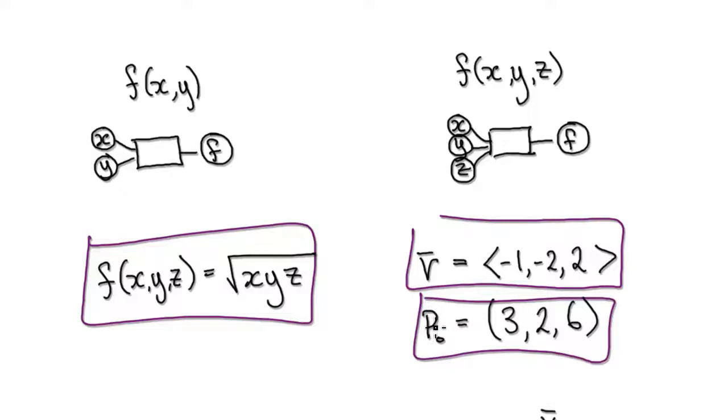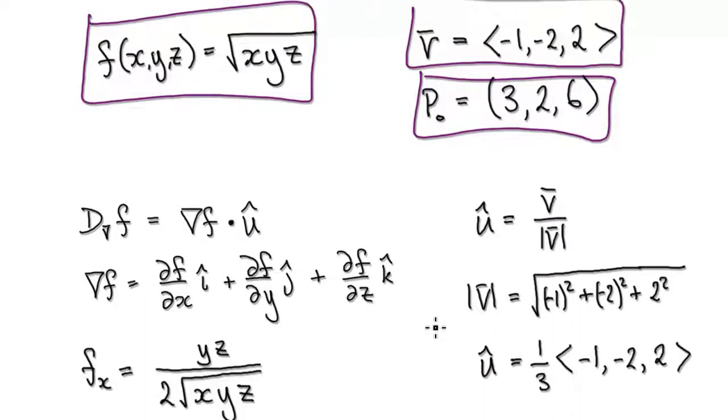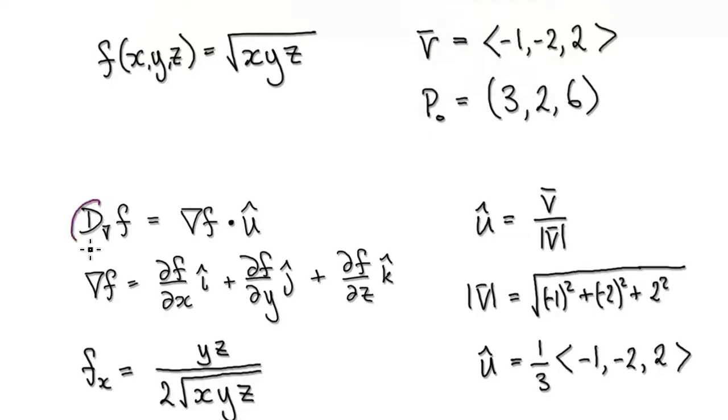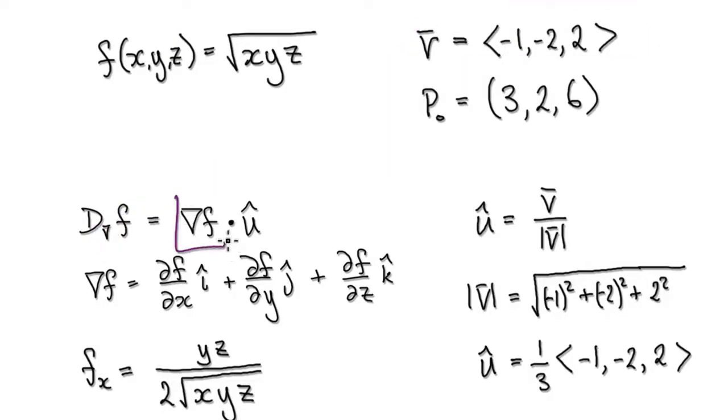So we've seen this before. If you want to find the directional derivative of f in the direction of this vector, then take the product of the gradient vector and the unit vector.